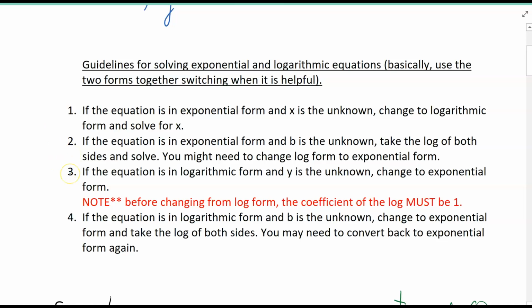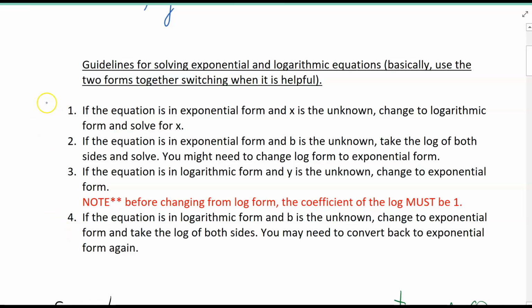If the equation is in logarithmic form and y is the unknown, change to exponential form. Note, before changing from log form, the coefficient of the log must be 1. We will look at an example of this and how to do it. If the equation is in logarithmic form and b is the unknown, change to exponential form and take the log of both sides. You may need to convert back to exponential form again.